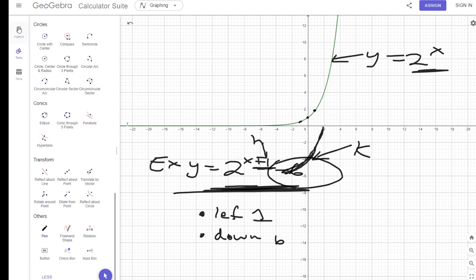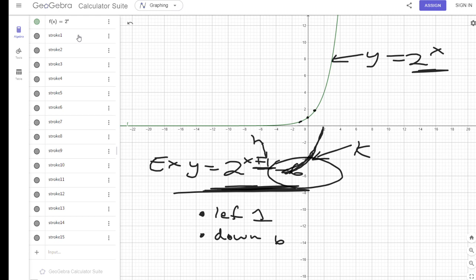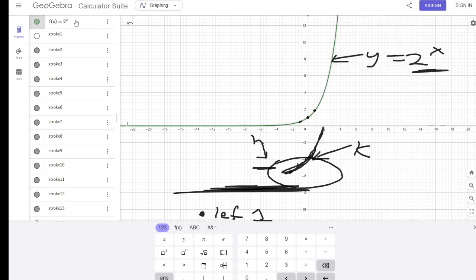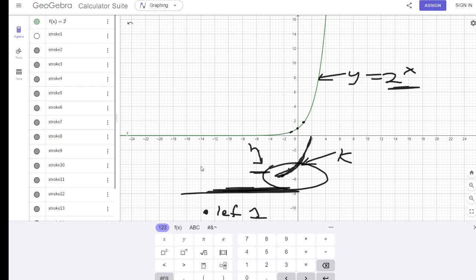Let me go back to the graph, and let's exit this, and let me graph it for you guys. Here we go. This is what it's going to look like. 2 to the x plus 1 minus 6. All right, notice that was moved down here.